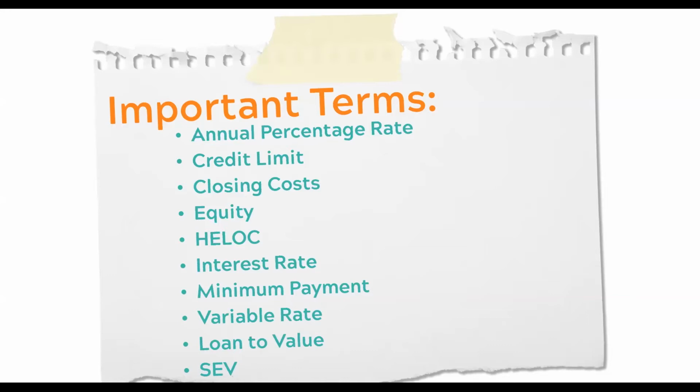An interest rate is the percentage rate used to determine the cost of borrowing money. Usually this is stated as an annual rate. Minimum payment is the lowest amount that you may pay, generally monthly, in the agreement. Sometimes this covers only interest, and sometimes it covers both principal and interest.